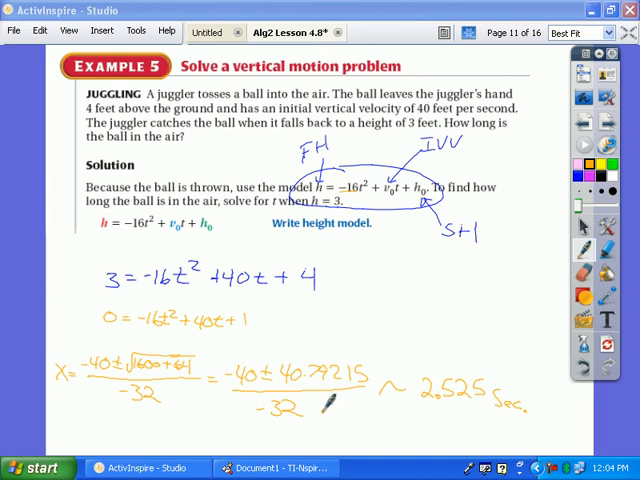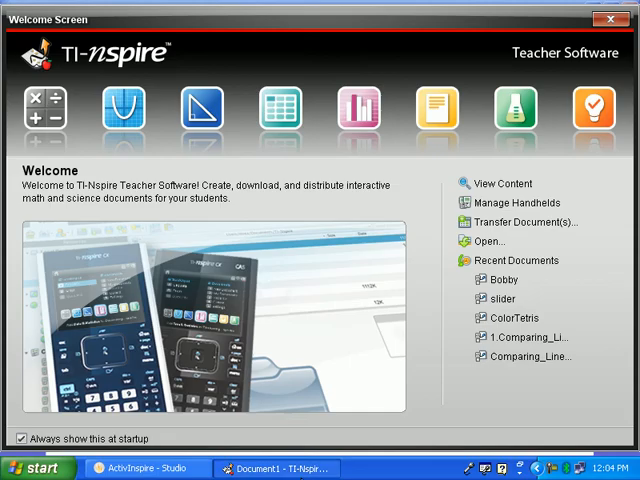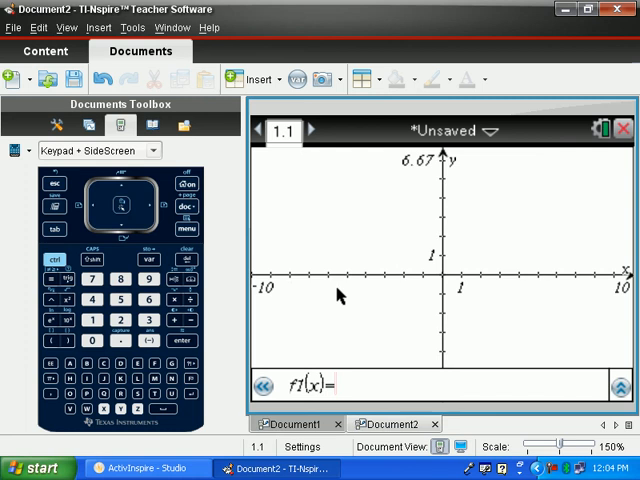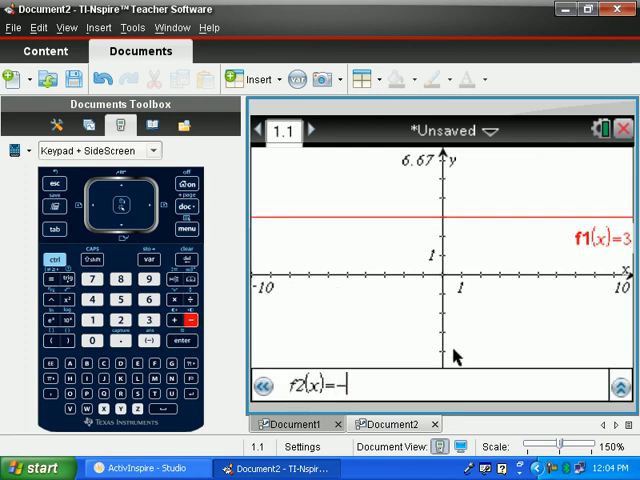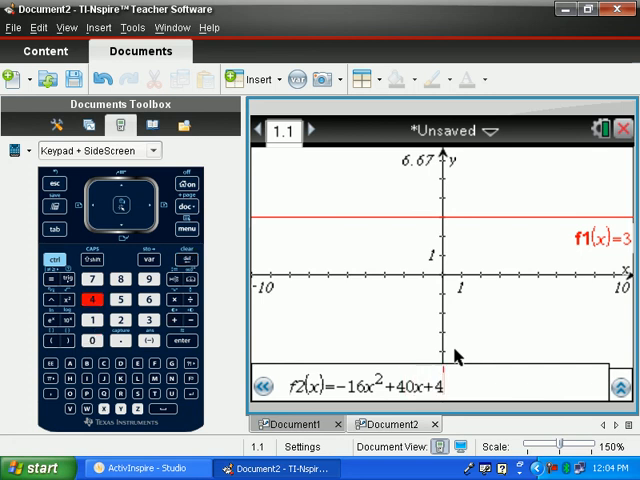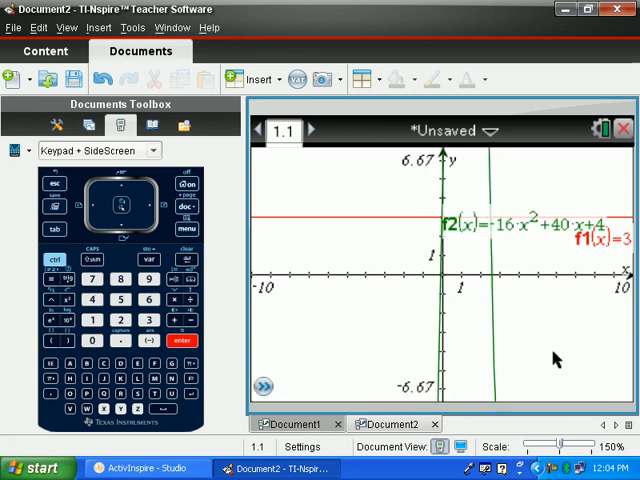The last thing to see is that we can consider this problem graphically. If I set both of these pieces, the 3 and this expression here, equal to 0, what you'll see is there's the 3, and now the other piece is negative 16, and I'll use x here, so negative 16x squared plus 40x plus 4. And this green graph is the graph actually representing the height of the ball.